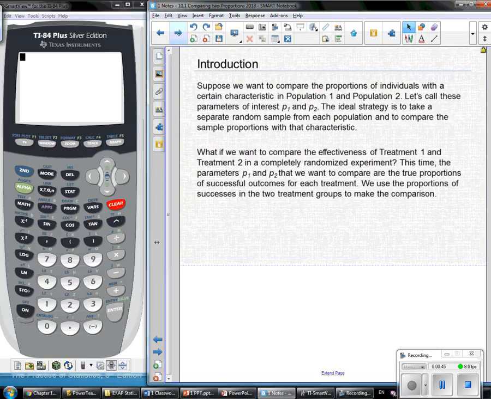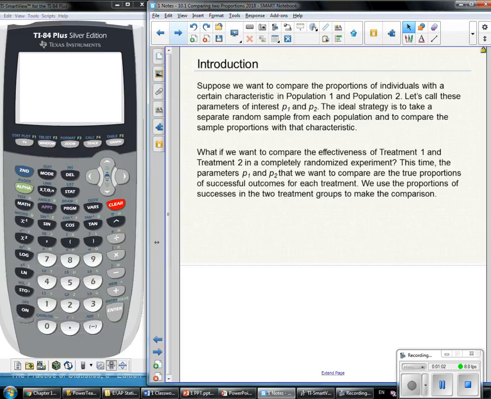So I tried to abbreviate the notes a little bit so you wouldn't have so much to write, and that we could go through an example as we go through the section. We're really using the same techniques that we've used all along, so we just have to tweak them a little bit because now we're looking at two different groups.